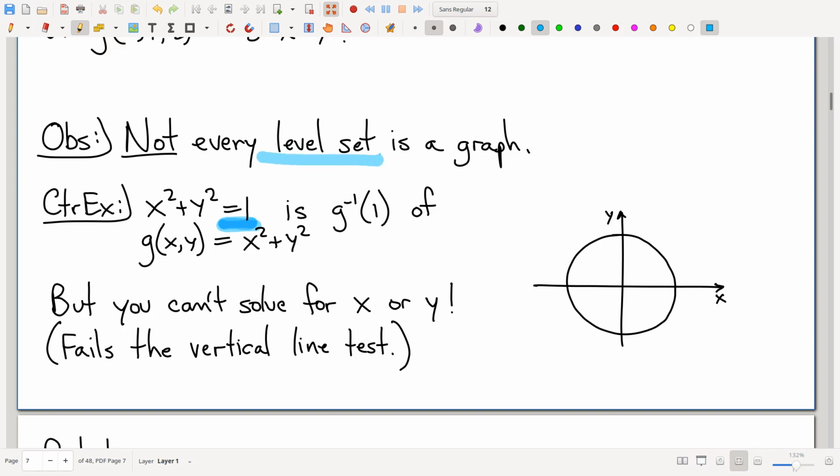Right, there's a level set right here. I've got function equals constant. That makes this a level set. It's a level set of this function right here, g. Is it a graph? Can I do some little algebraic trickery and make this a graph?